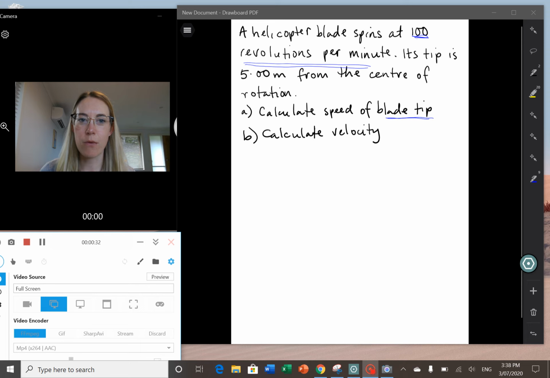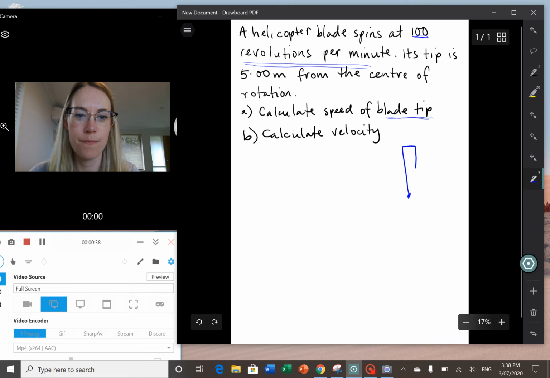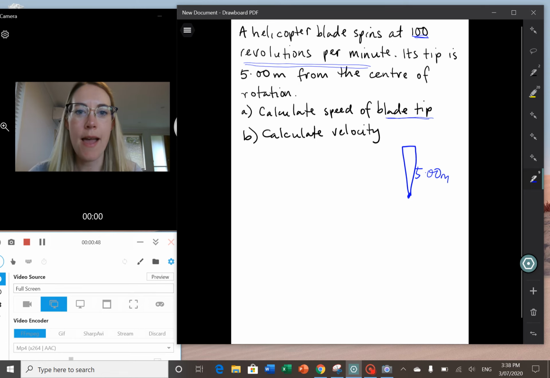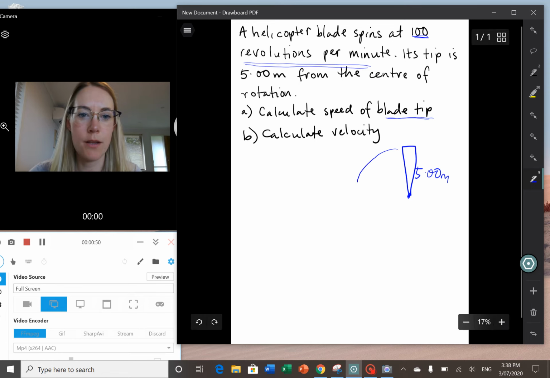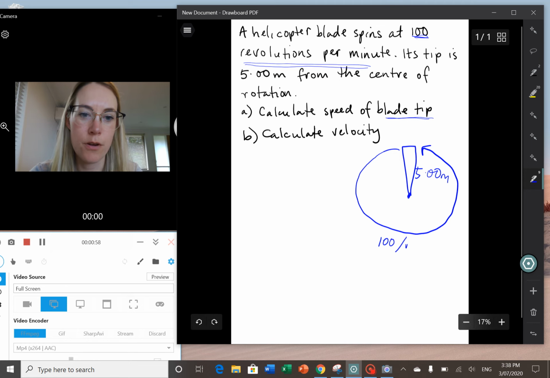So the first thing I want to do is draw a diagram of what's happening. So we have got our helicopter blade. The tip is 5 meters from the center of rotation, so 5 meters, and it is spinning in revolutions, so circles. And it's doing those at 100 revolutions per minute.